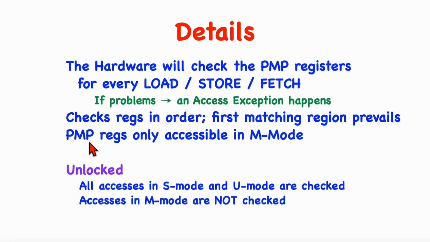The physical memory protection registers are all machine mode registers, even though their names don't begin with an M. So they can only be read or modified by code running in machine mode. So far, we've ignored the locked bit and assumed it was 0, that is, that the registers were not locked. When the region is unlocked, then accesses in supervisor mode and user mode are always checked, but accesses in machine mode are not checked and are always allowed.